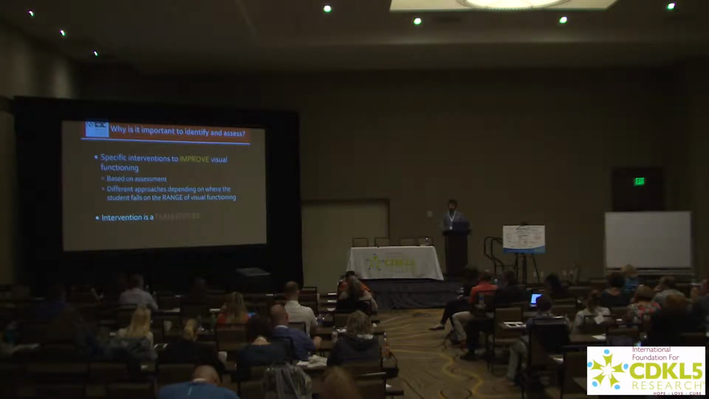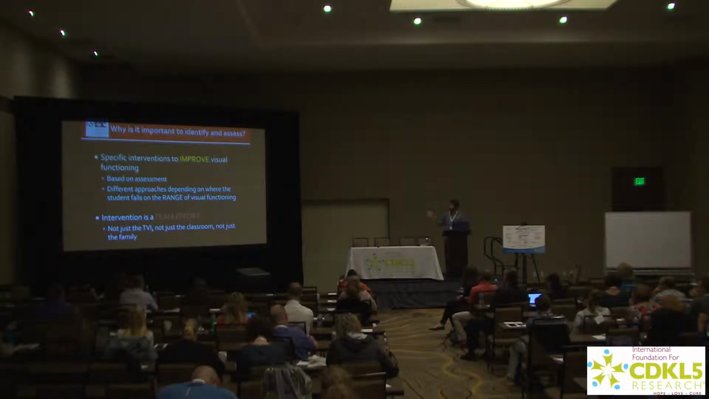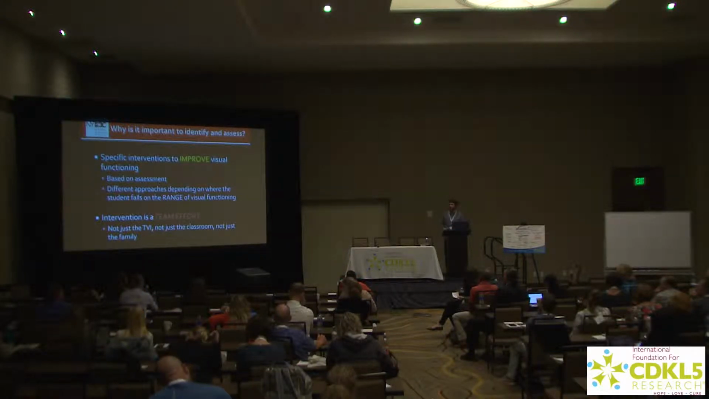Intervention has to be a team effort. It can't just be the TVI, the teacher of the blind or visually impaired. It can't just be happening in the classroom. It can't just be happening in the family. I think this is probably kind of preaching to the choir, but if you have TVI services, vision services or speech services or OT maybe 3 times a week for 30 minutes, that's really not enough to make a change in the brain. There has to be a shared practice for everyone.